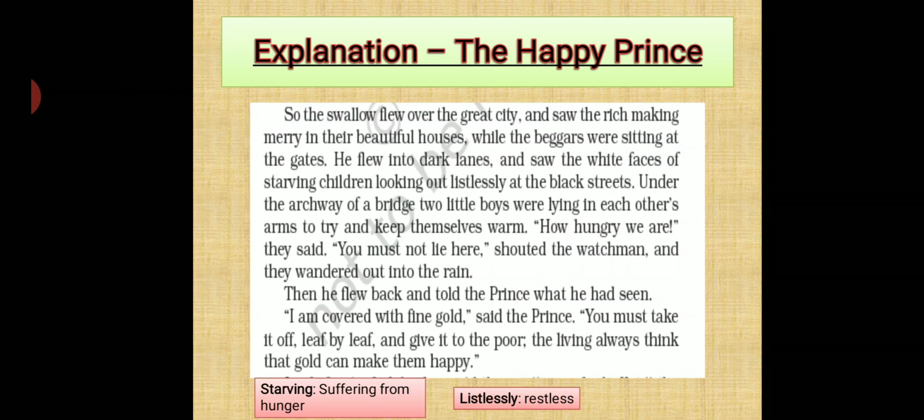I am covered with fine gold, said the prince. You must take it off leaf by leaf and give it to the poor. The living think that gold can make them happy. The happy prince told Swallow that his whole body was covered with fine gold. He could take tiny pieces of gold from his body and give it to the poor people in need. All the living beings required money, and when they would get gold, they would feel happy. So, now he said to take out all the covering and give it to the poor people.